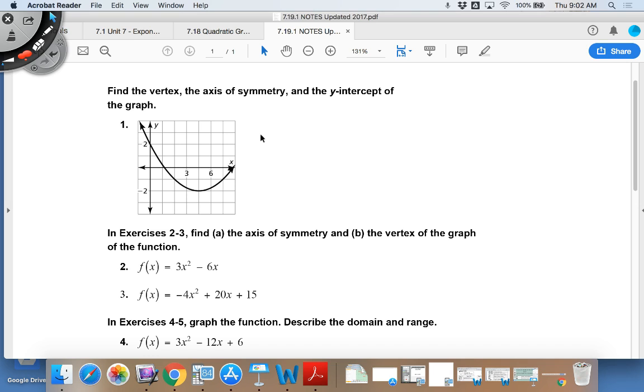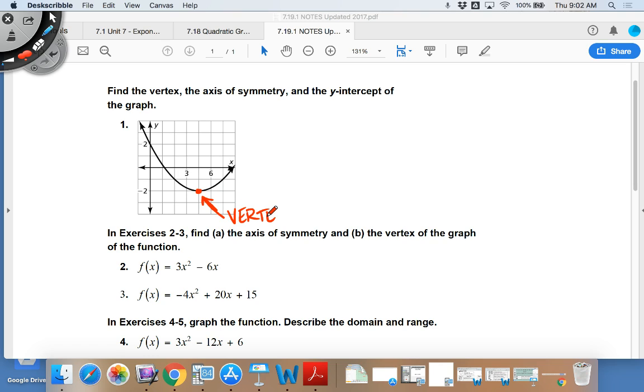So number 1, it says find the vertex, the axis of symmetry, and the y-intercept from this graph. So let's start with the vertex. The vertex in this point is the lowest point, so it would be right there. So let's draw a little arrow. So we're going to say that's the vertex. The vertex is an ordered pair, so it's going to be x comma y. So in this case, the vertex would be (4, -2).